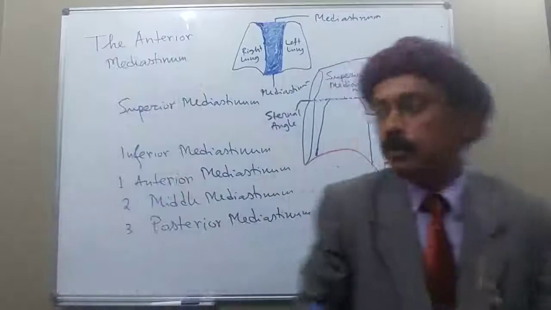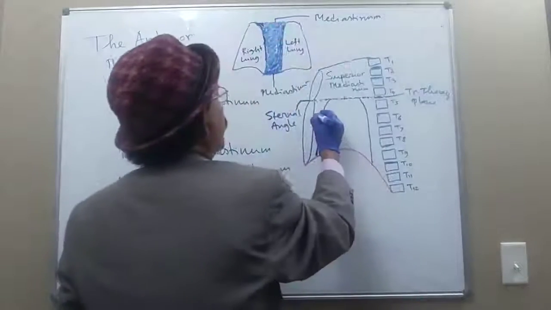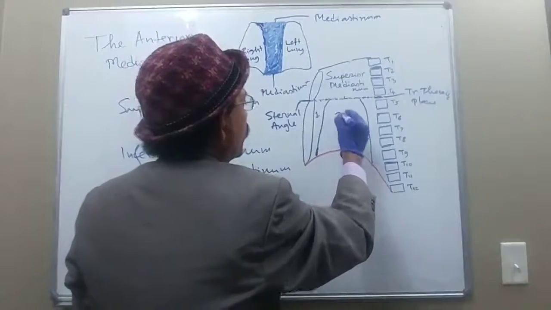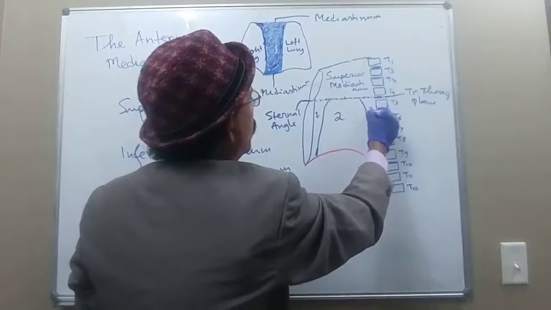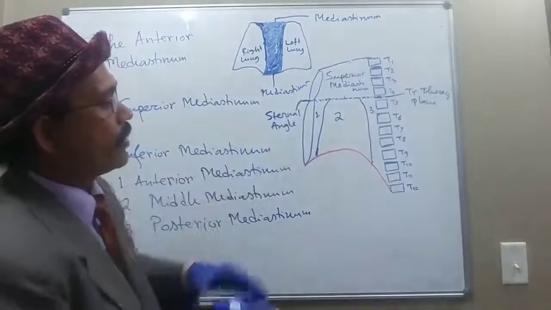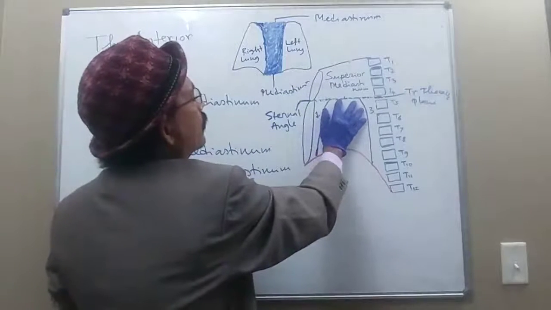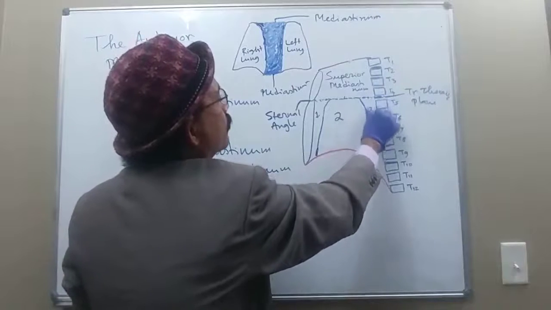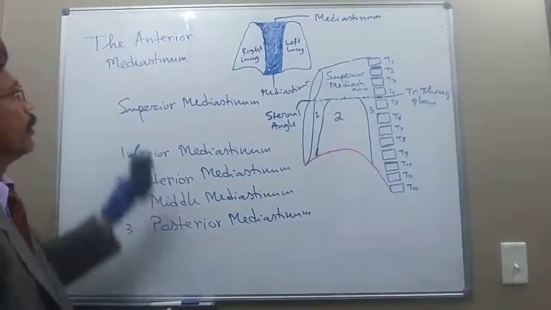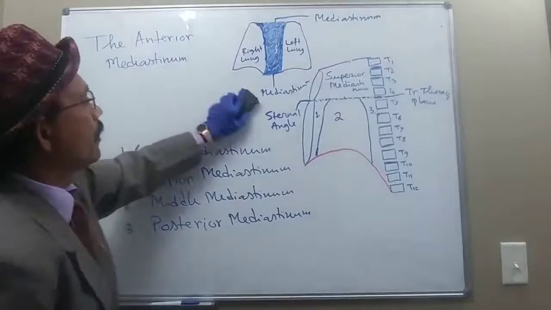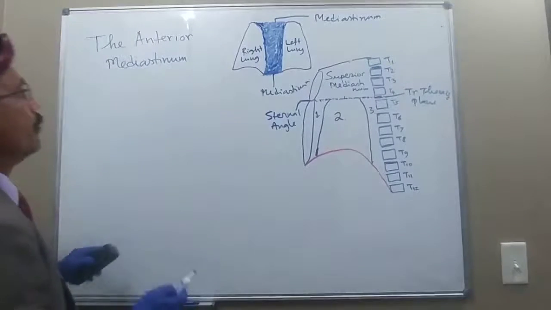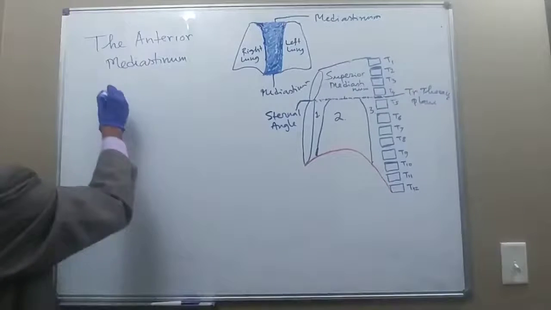This is the anterior mediastinum, number 1, the middle mediastinum, number 2, and the posterior mediastinum, number 3. All the structures here are the structures of the anterior mediastinum, the middle mediastinum, and the posterior mediastinum respectively. Today I will discuss the anterior mediastinum. What are the boundaries of the anterior mediastinum?